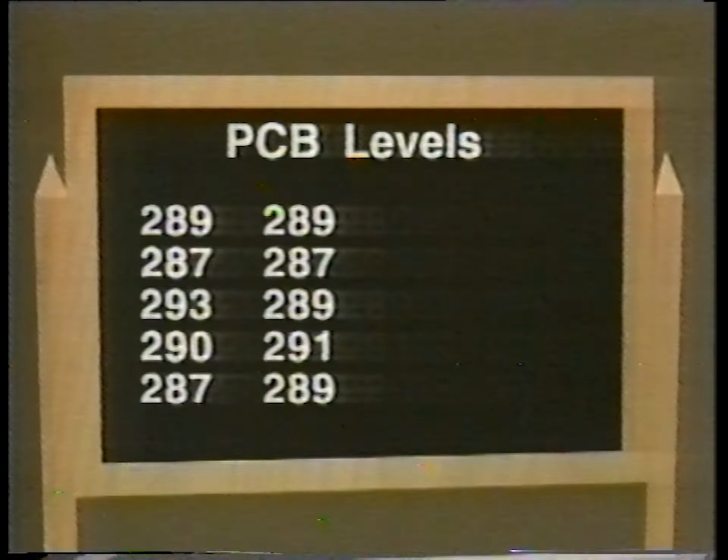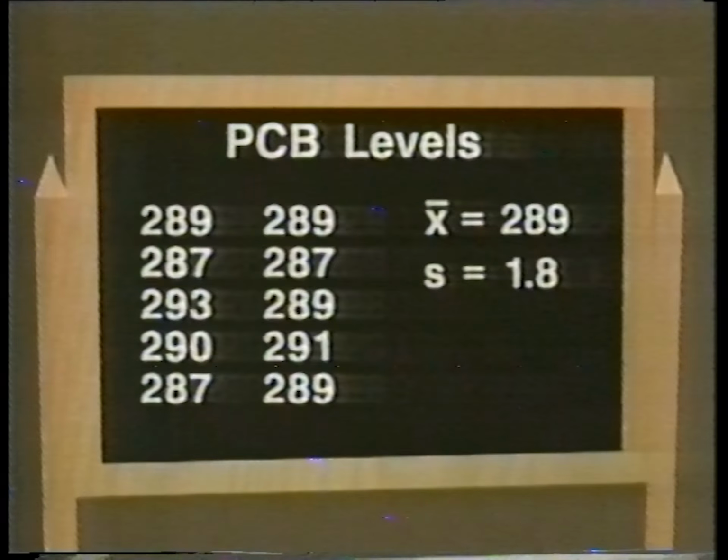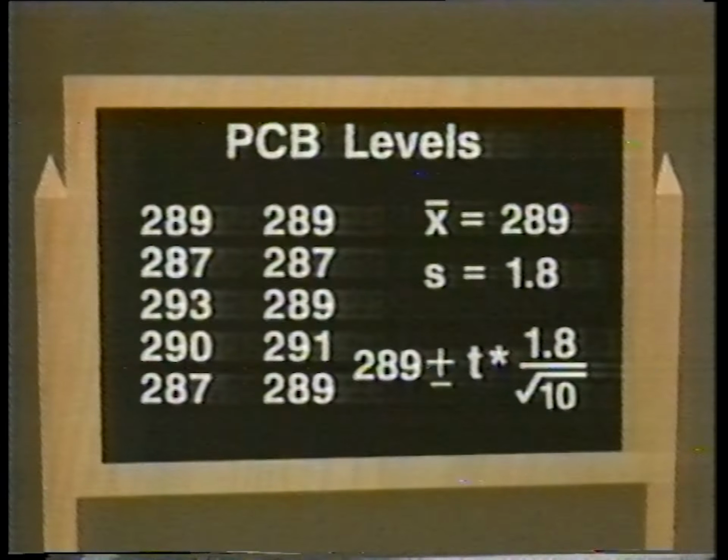We're going to use the t procedures to estimate one of the NIST's single population means. We'll start by finding a confidence interval for the mean level of PCBs. Here are the concentrations of PCBs in 10 vials of solution. The sample mean is 289 parts per billion with a sample standard deviation of 1.8. Using our t procedure for finding a confidence interval, we can plug in the values for x bar, s, and n. Now we need to find the value for t star.